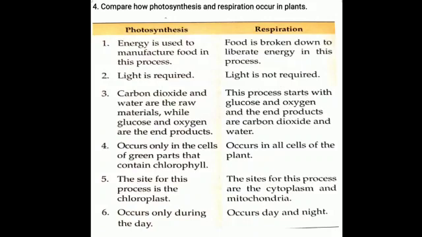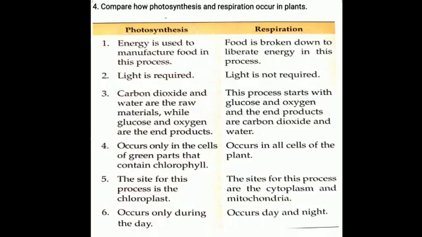Next, compare how photosynthesis and respiration occur in plants. In photosynthesis, energy is used to manufacture food, whereas in respiration, food is broken down to give energy. In photosynthesis, light is needed, but in respiration, light is not required. Third one, carbon dioxide and water are the raw materials, whereas glucose and oxygen are the end products in photosynthesis. But in respiration, the process starts with glucose and oxygen and the end products are carbon dioxide and water. So it's just the opposite.